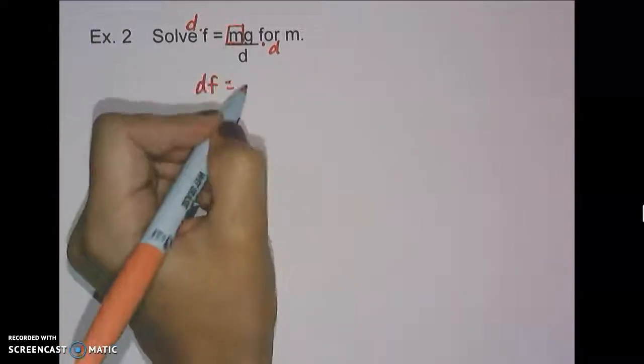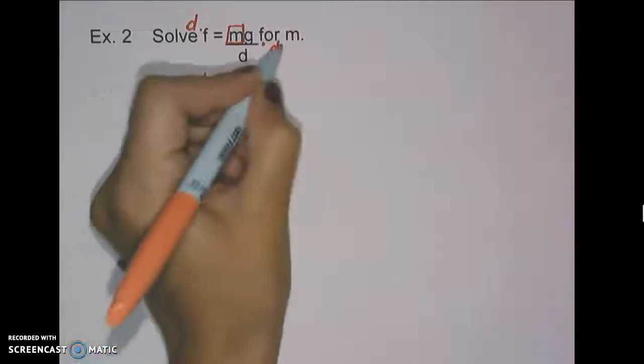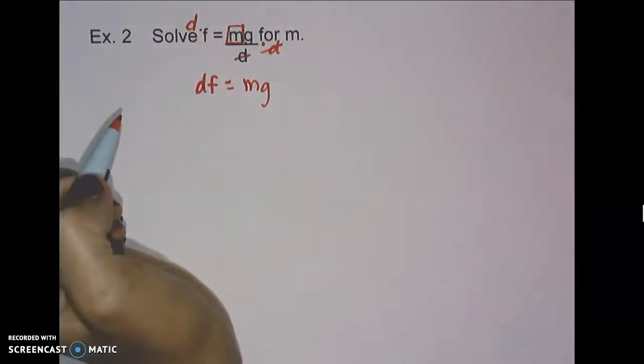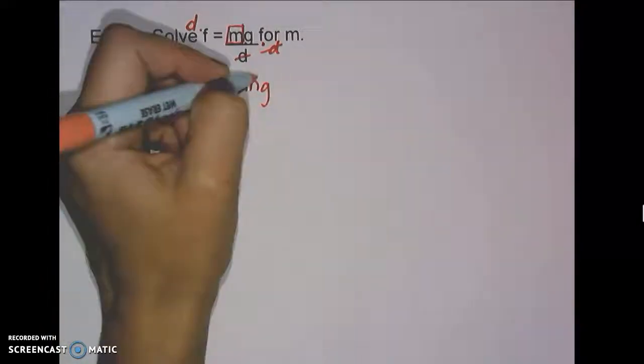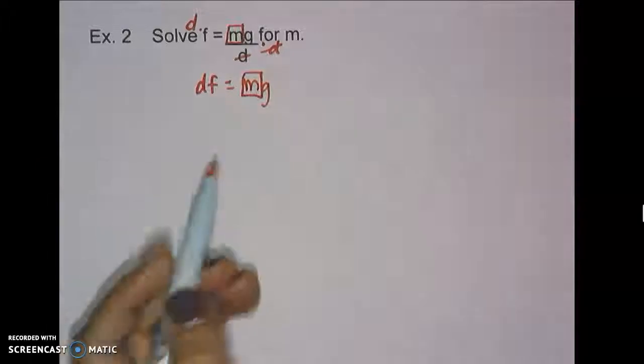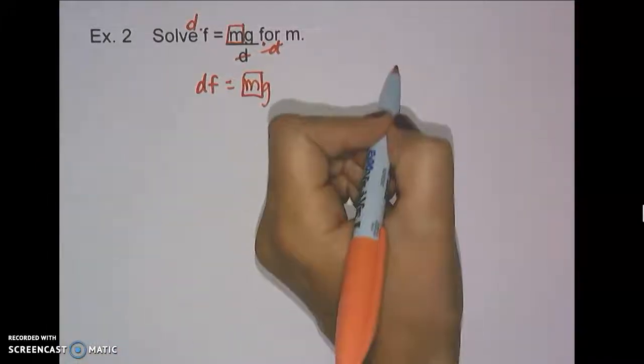On the right-hand side, we still have our m and our g, and the d's go away because d divided by d is 1. Anything divided by itself is 1. So we're still trying to get m by itself. All right, so let's compare this to a different equation.